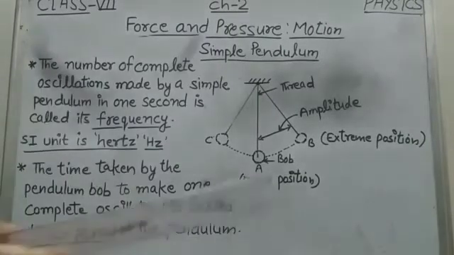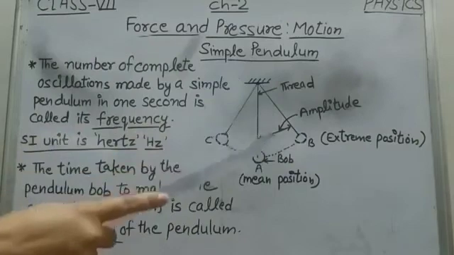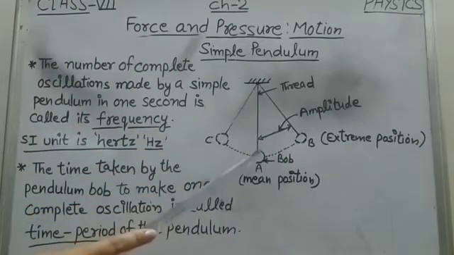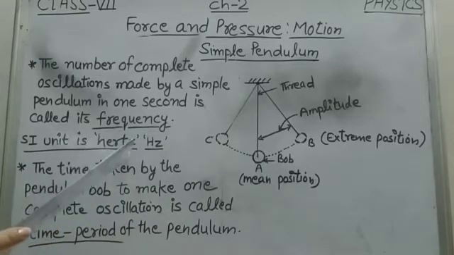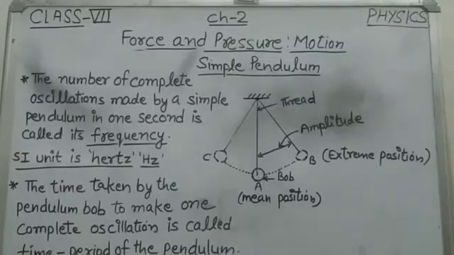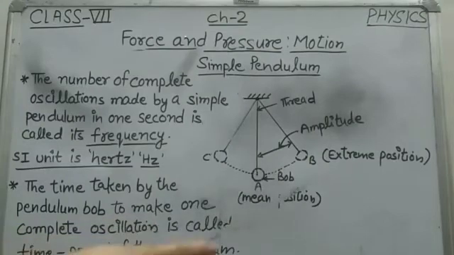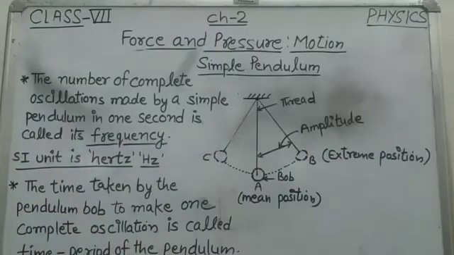Now, the next term is frequency. The number of complete oscillations made by a simple pendulum in 1 second is called its frequency. The SI unit of frequency is Hertz and it is denoted by Hz, capital H and small z. 1 Hertz is equal to 1 oscillation per second. Now, the next one is time period. The time taken by the pendulum to make one complete oscillation is called the time period of the pendulum.